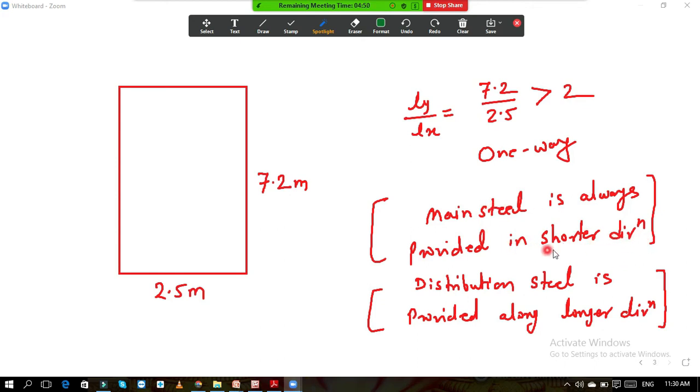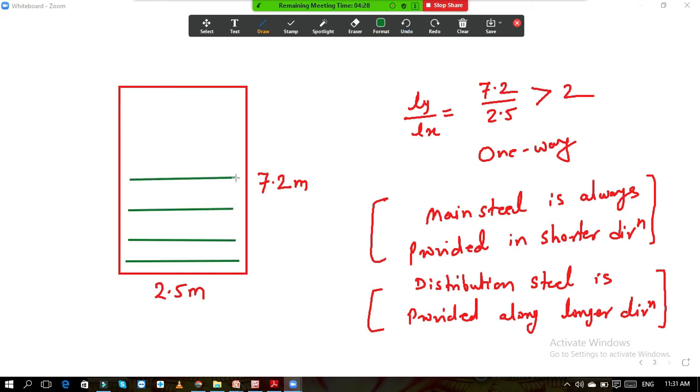So main steel is provided along only one direction, that is why it is known as a one way slab. If I show you in the diagram, in this way the main steel is provided. These are the bars of the main steel. This is the main steel bars.